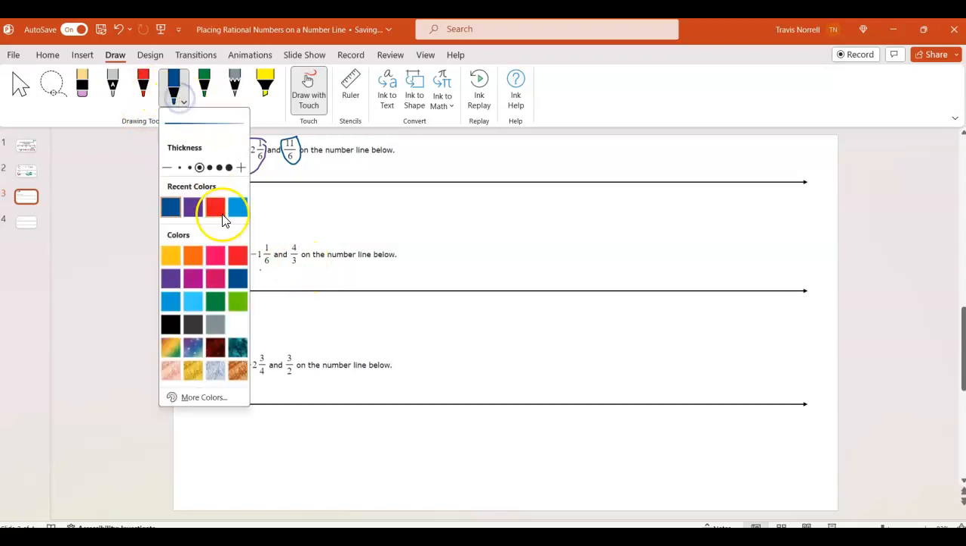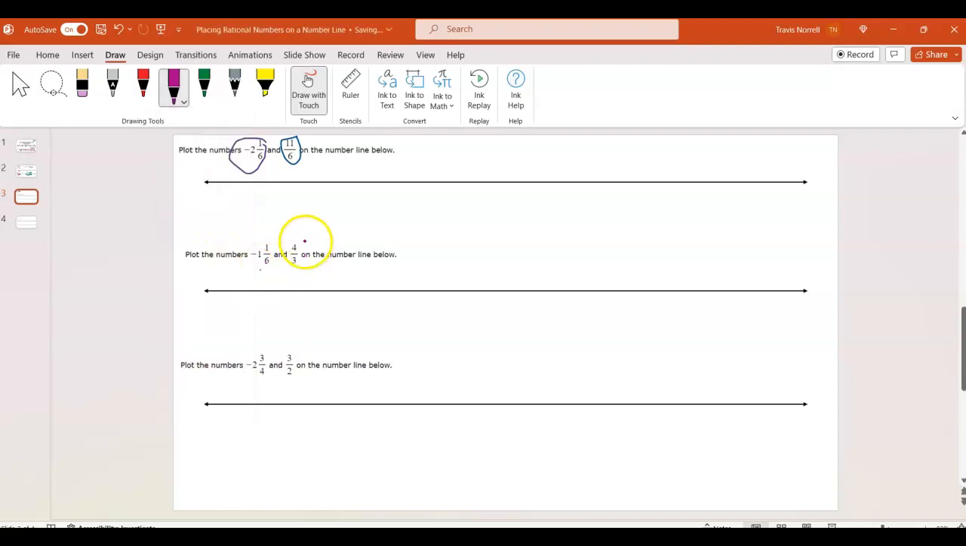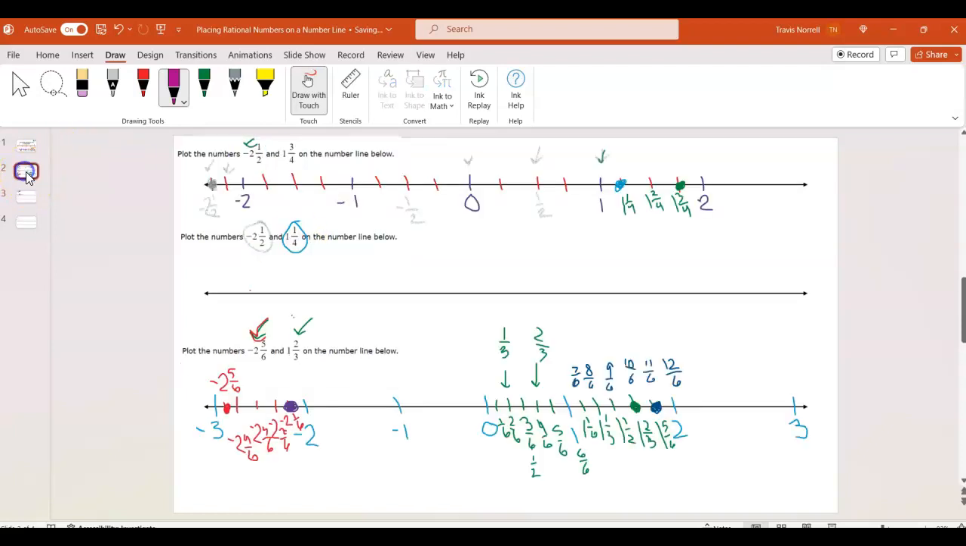Let's see, let's change it to pinkish purple. And let's do this 4/3. Let's come over here. We have 1/3, 2/3, 3/3 would be 1 whole. 4/3 would be this 1 and 1/3.